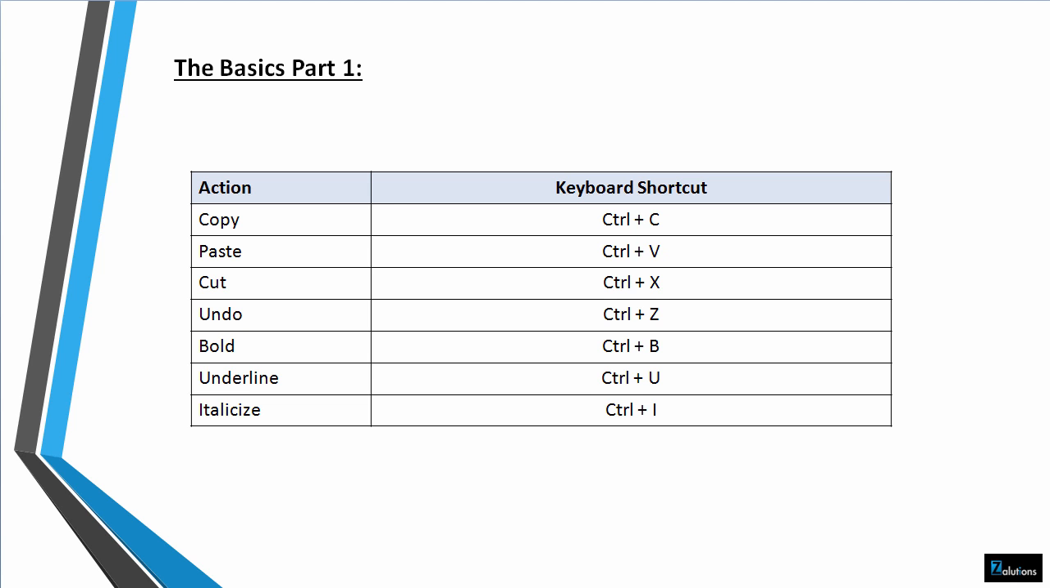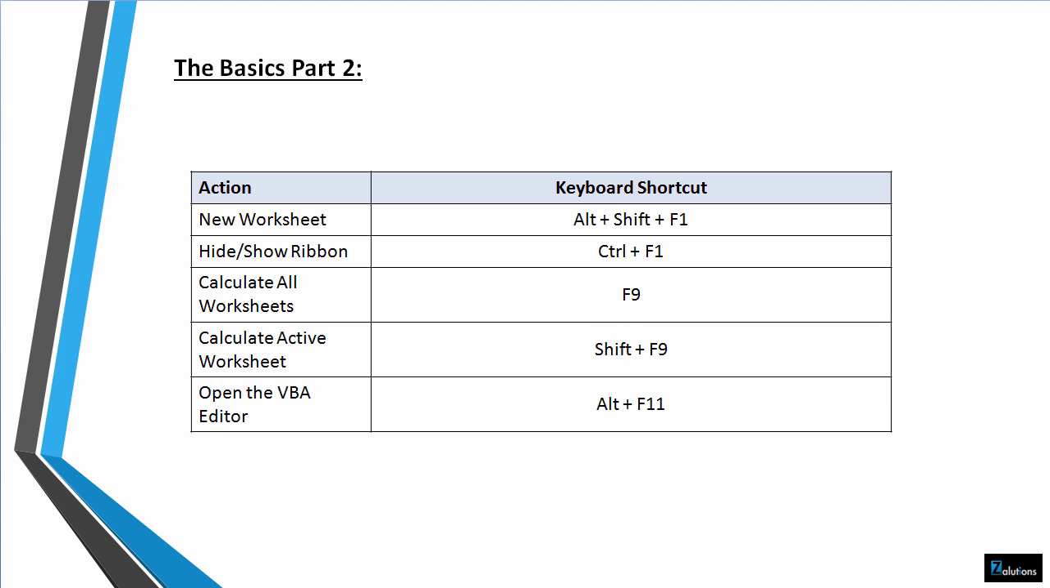Need to quickly bold, underline, or italicize something in the spreadsheet? Don't use the ribbon. Simply click Ctrl plus B to bold, Ctrl plus U to underline, or Ctrl plus I to italicize. Part 2 covers some other basic shortcuts that I use quite often.